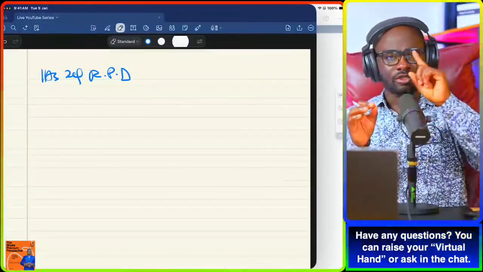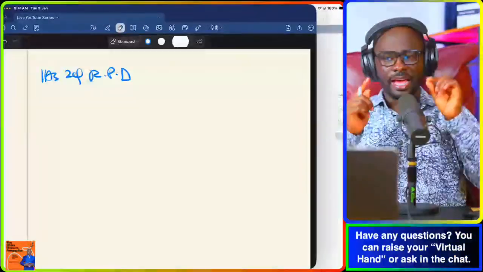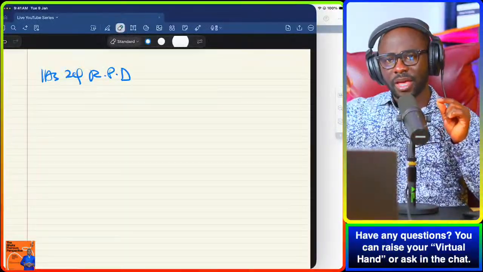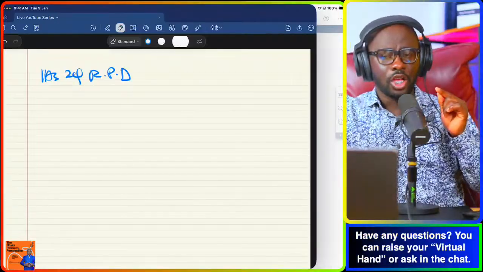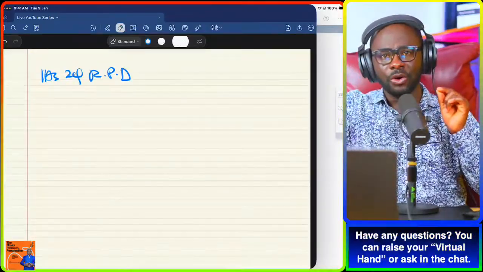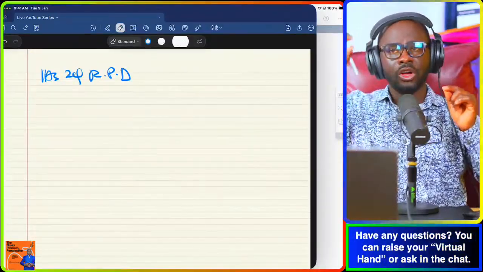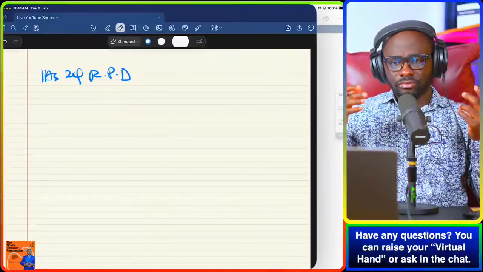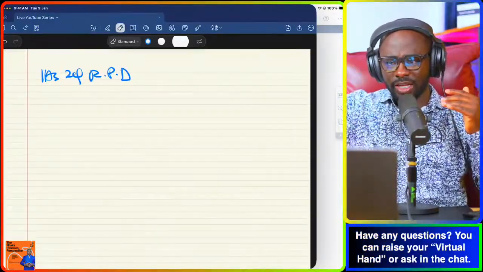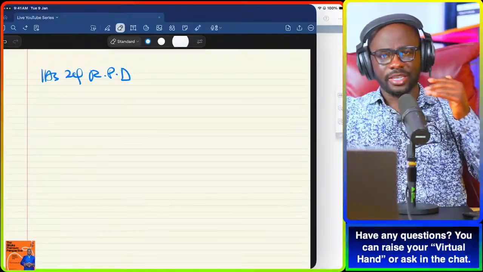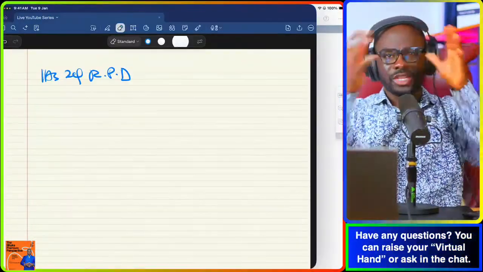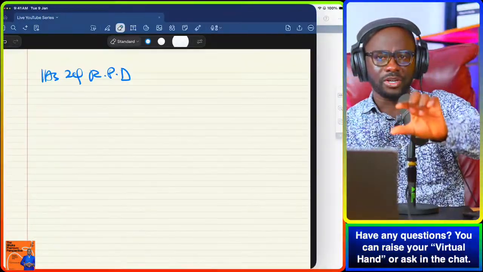The second thing is transaction between the entity and the close family members of key management personnel. So if the wife of the CEO, the son of the CEO, those kind of things, close relationship, the in-law of the CEO does a business with the entity, that is a related party transaction.